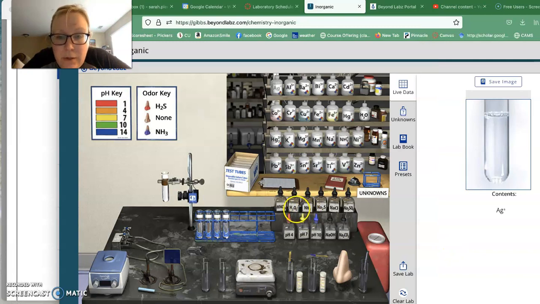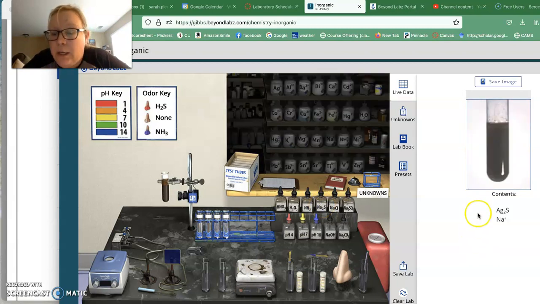So we have silver, and we're going to look for the sodium sulfide. So the sodium sulfide is here, and you can see that when you put your cursor over the sodium sulfide, you should see a dropper. So you're going to click on that, and this is what a precipitate looks like.